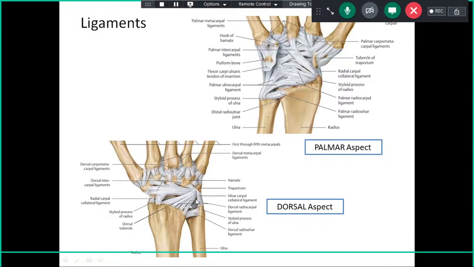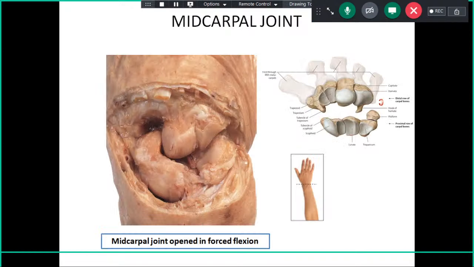I've already shown you the ulnar carpal collateral and the radial carpal collateral ligaments, you have read yesterday also, the ligaments here. This is a beautiful image from one of the dissection images.